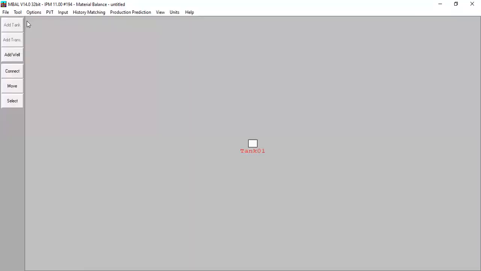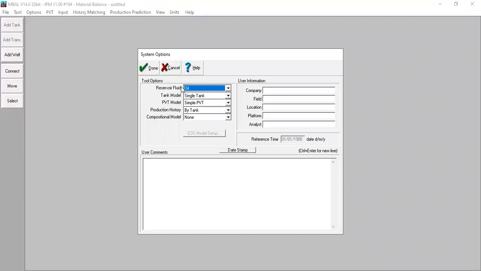We are now inside the MBAL. We start, go to tool, material balance, and then go to options: reservoir fluid oil, tank model multi-tanks. I will have 2 tanks in this case, and then PVT model simple PVT, production history by tank, and no compositional model. As usual, you can provide user information in here.